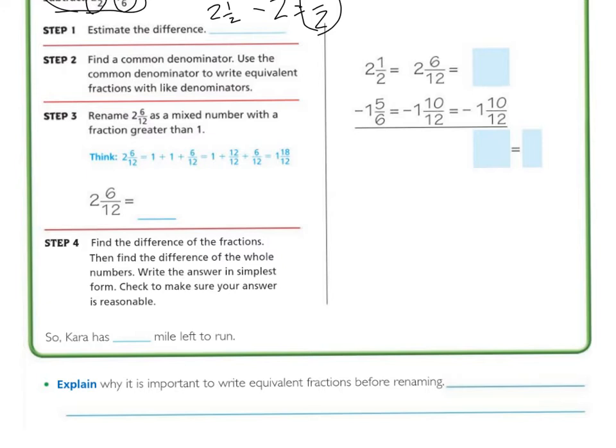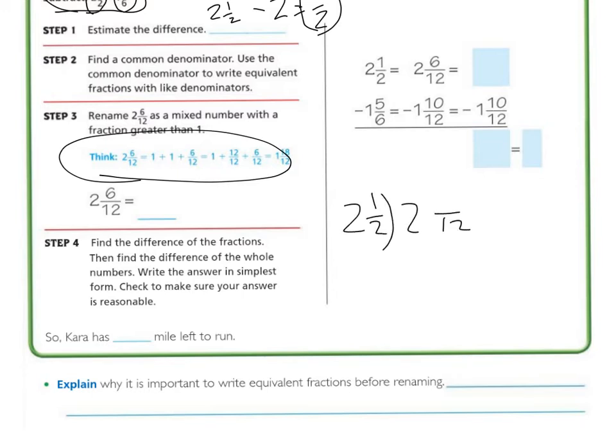I'm actually going to do it over here because I don't like the way they did it on this think part. So if I have my 2 and my 1/2, and I want to make it 2 and something with a 12, what do I need to do to this? Well, the bottom number, in order to make it be 12, has to be multiplied by 6. So whatever I do to the bottom, I do to the top. 6 times 1 is 6. So that's why I got 2 and 6/12.